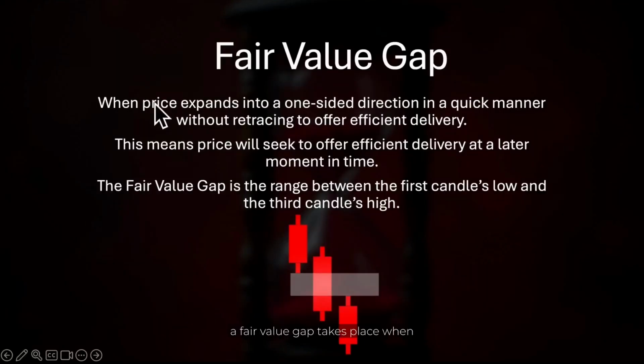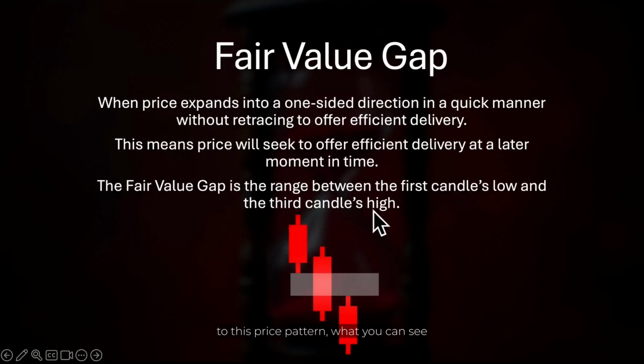A fair value gap takes place when price expands into a one-sided direction in a quick manner without retracing to offer efficient delivery. This means price will seek to offer efficient delivery at a later moment in time. Why? Because IPDA's main function is to deliver price in an efficient manner on a time-based schedule. The fair value gap is the range between the first candle's low and the third candle's high.